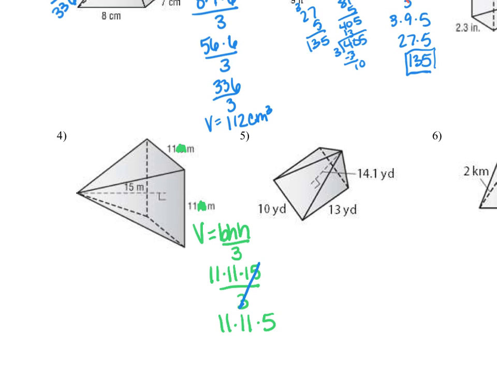11 times 11 is 121. 121 times 5 is 605. So we have 605 for our answer right there. Okay.